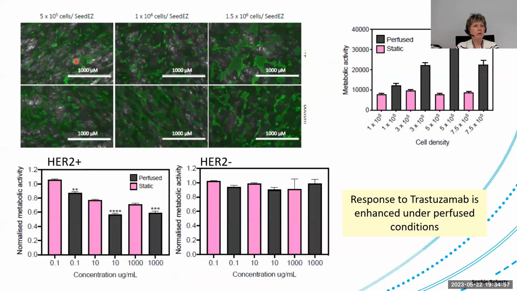So this is what it looks like when you grow the cells on Seed Easy. So these are increasing numbers of cells along the top. So these are HER2 positive breast cancer cell lines, and this is the top of the Seed Easy and the bottom of the Seed Easy. So the cells grow sort of across and between the glass fiber membranes. But interestingly, under perfused conditions, this is the grey lines, compared to the static conditions, the cells are a lot more metabolically active, and this was true at all the different cell densities that we looked at.